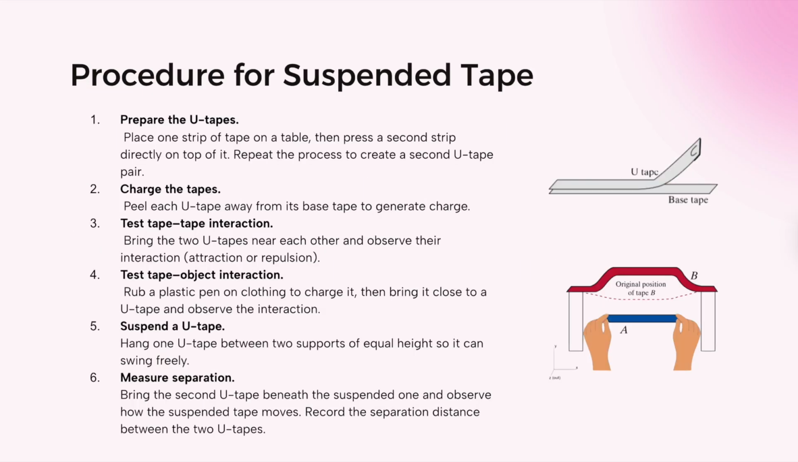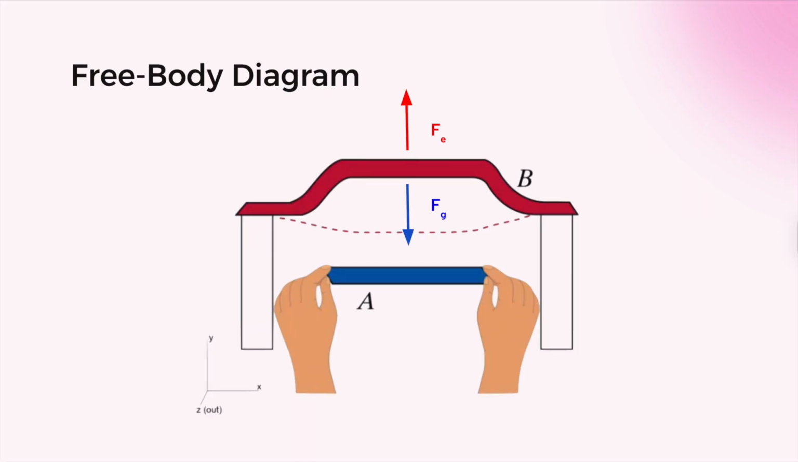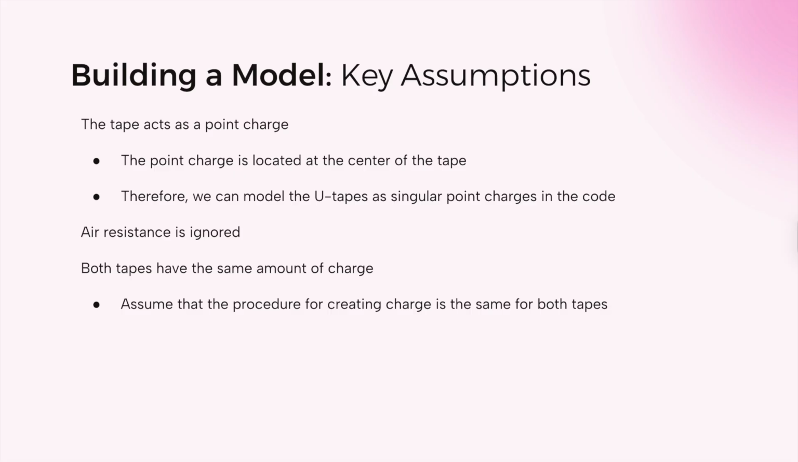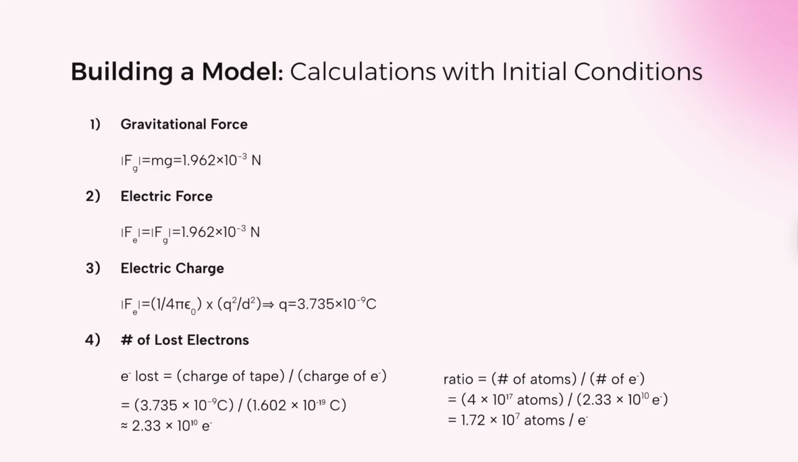We prepared U-tapes by layering and peeling strips, suspended one so it could spring freely, and brought another close. We measured the equilibrium separation distance of 0.008 meters. To model the system, we assumed the tape's charge was concentrated at its center and ignored air resistance. These assumptions let us use Coulomb's law cleanly to compare with the gravitational force.